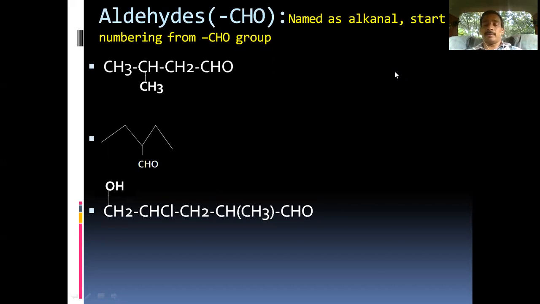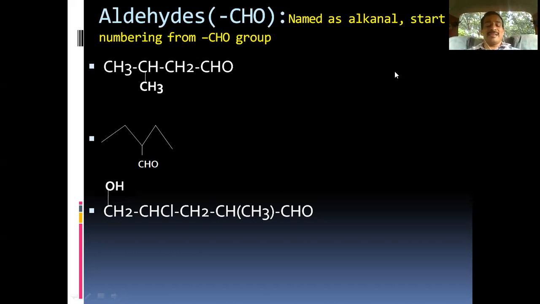Alkane, the terminal E is replaced by Al: alkanal. And here the CHO group is a terminal group. That means when you number the carbon atoms, you have to start numbering from CHO. So the CHO group will always get number 1. So in an aldehyde, you have to start numbering from the CHO group. That is very important. Here 3 examples are given.